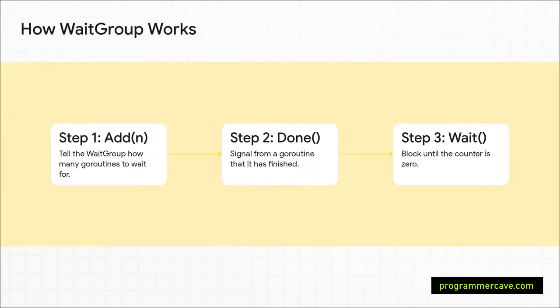Okay, so how does that party host checklist translate into actual code? Well, it boils down to just 3 methods. First, there's Add. You call Add with a number, like wg.Add(3), to tell the wait group, hey, I'm waiting for 3 things to happen. Then, inside each Goroutine, when it's finished its job, it calls Done. That's your friend coming back and saying, I'm done, which ticks the counter down by 1. And finally, back in your main function, you call Wait. And this is the cool part. Your program just pauses. It literally stops and waits right there until that counter hits 0.